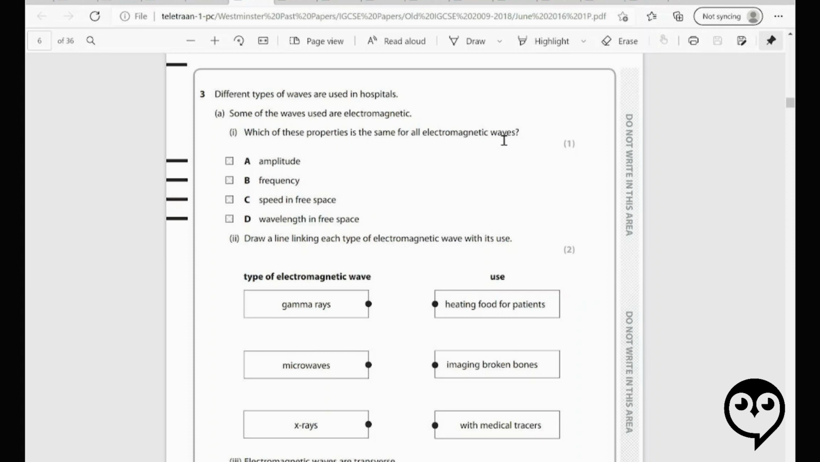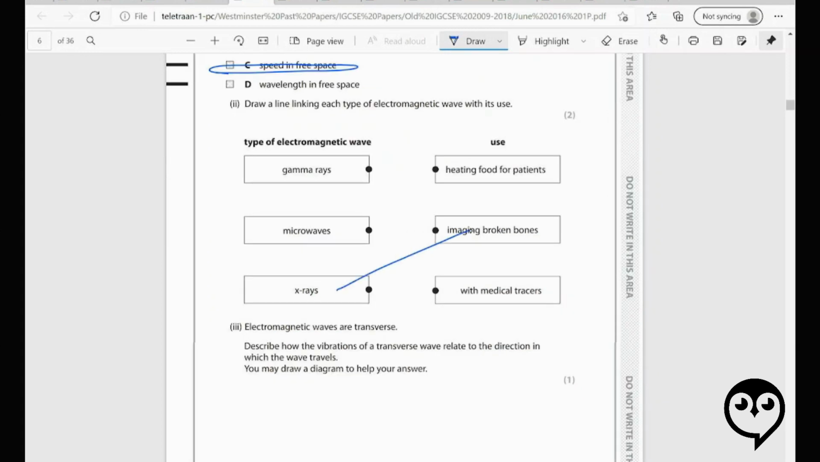Let's see here which of these properties is the same for all waves. It is speed in free space. X-rays are imaging broken bones. Gamma rays are used for tracers, and microwaves used to heat food for patients.